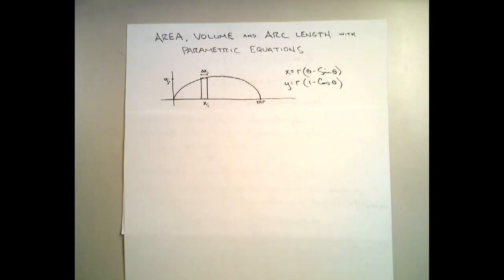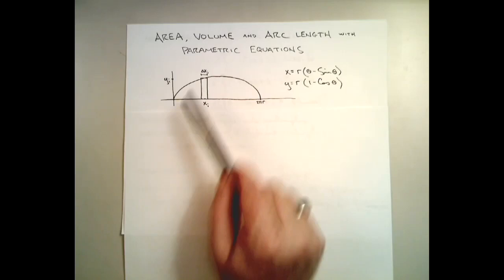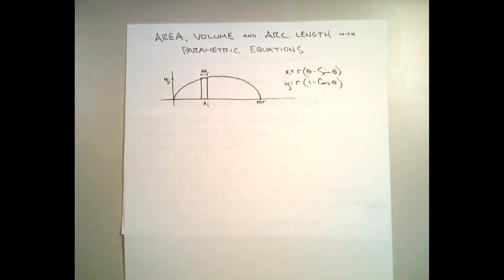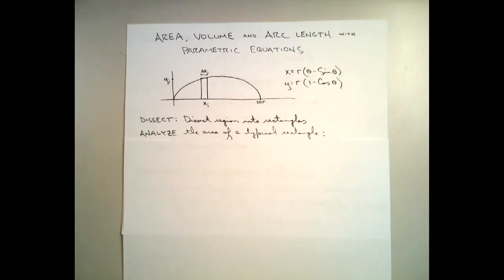And what we'd like to ask first today is, what is the area that is between the graph of the cycloid and the x-axis over one period of the cycloid? So as a review of some of the material we did at the beginning of the semester, the first thing we're going to do is to dissect this region, and we're going to dissect it into rectangles.